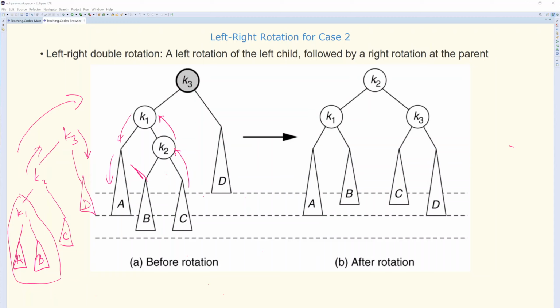Okay. So as you can see, first here we had a left rotation, and then we had a right rotation. Therefore it's called a left-right rotation for the case of case 2. For the case of case 3, it would just be the inverse. There we will need a right-left rotation. So here's the example.